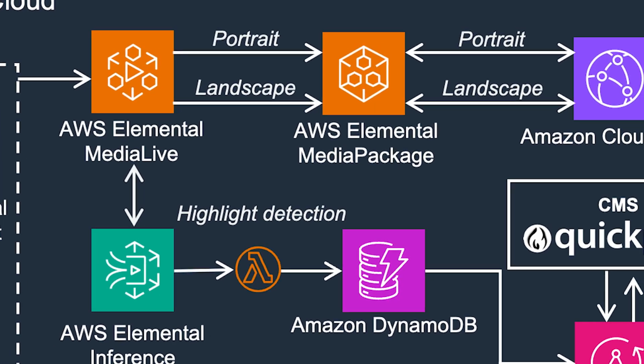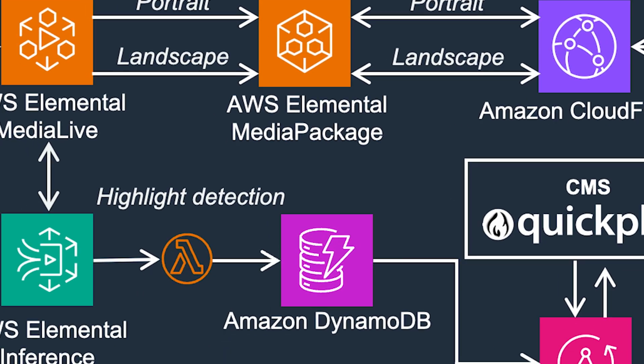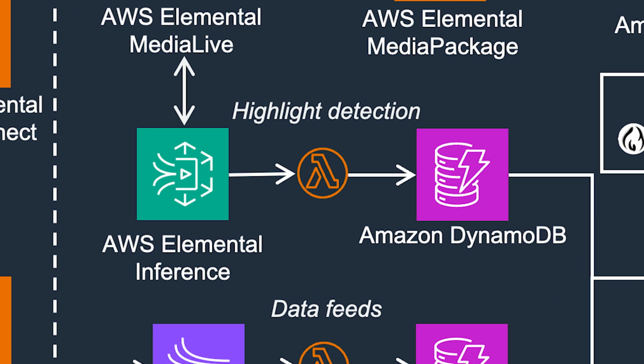Then we've got AWS Elemental MediaPackage handling live packaging with that time shift support, enabling the viewer to immediately jump back within the video player to those key moments. And of course, Amazon CloudFront delivers the video to viewers at scale. Now on the data side, Elemental Inference will be emitting events which flow into an Amazon DynamoDB table.